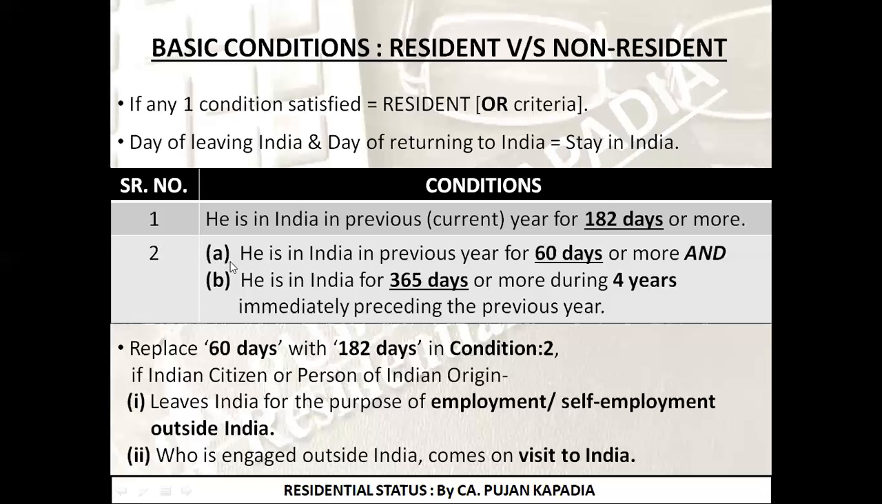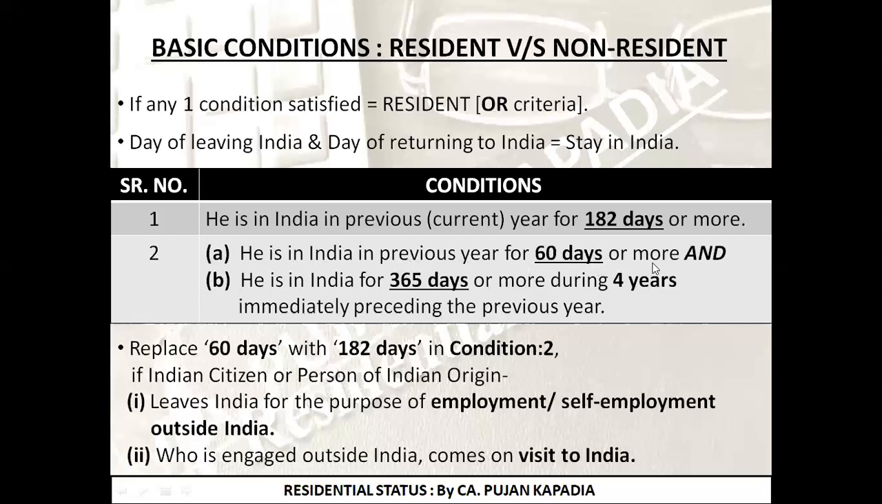Now in the second condition, we have 2 points that we need to calculate and consider. I have just labeled them. It is not written in the rules, but for our easy understanding, I have classified it into two, that is A and B. So under condition number 2, we need to see two different conditions, A and B. Now let's read condition A. It is written, he is in India in previous year for 60 days or more.